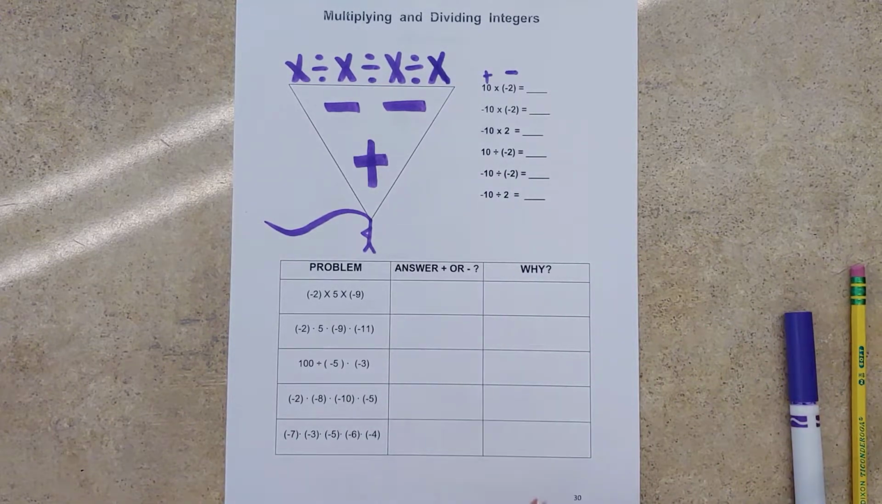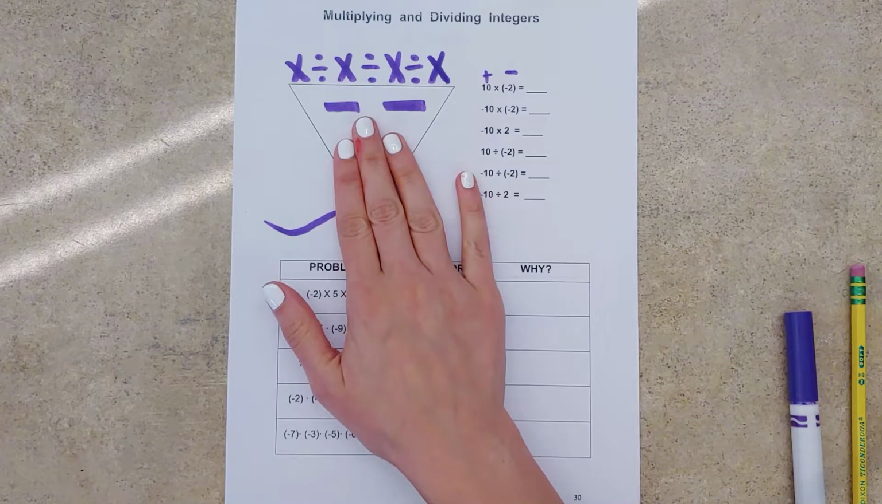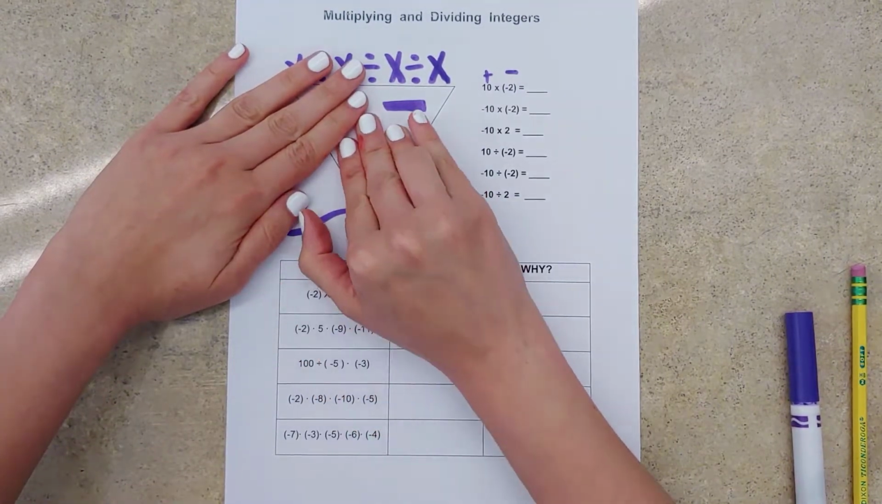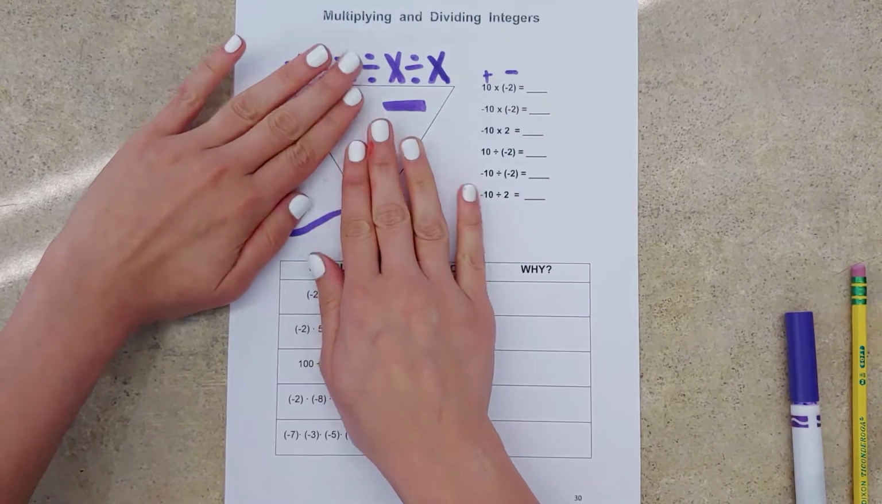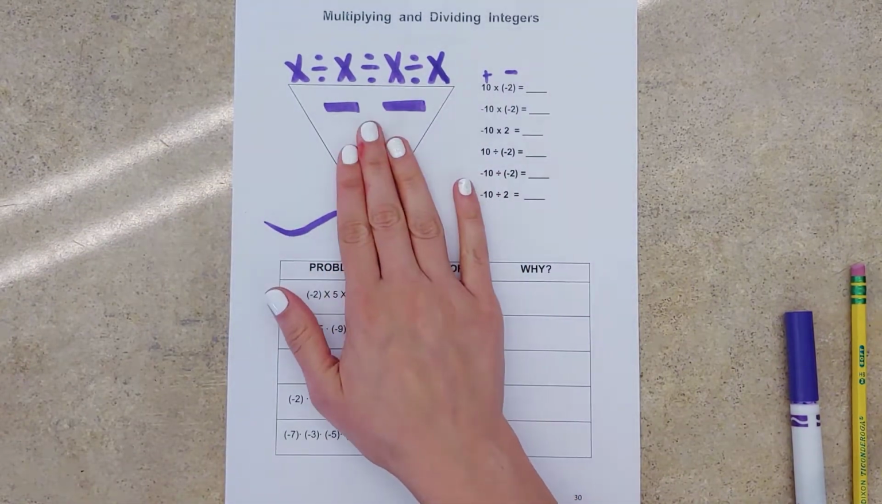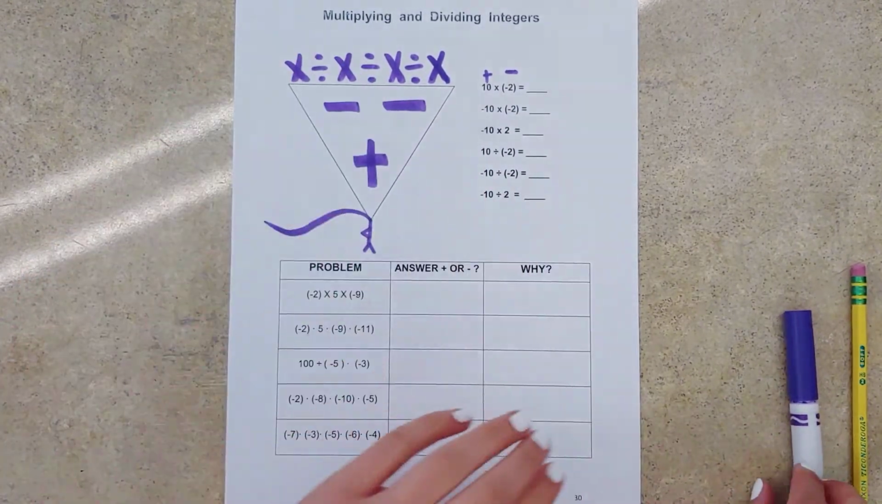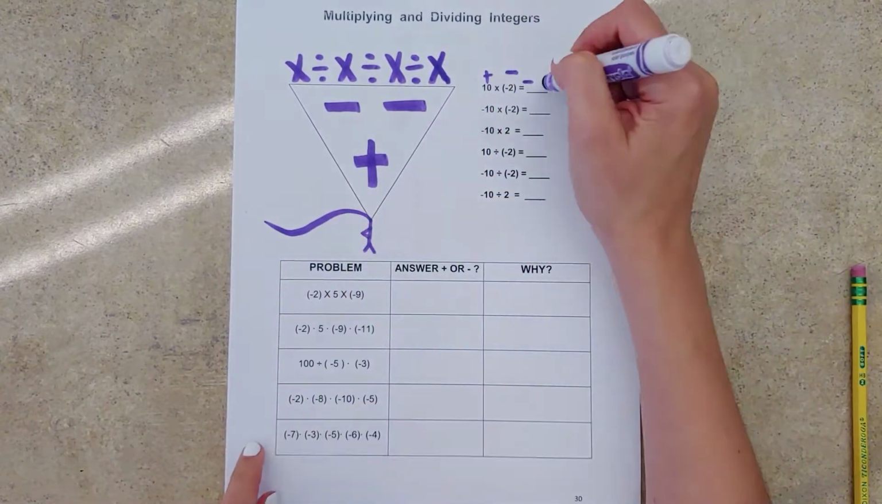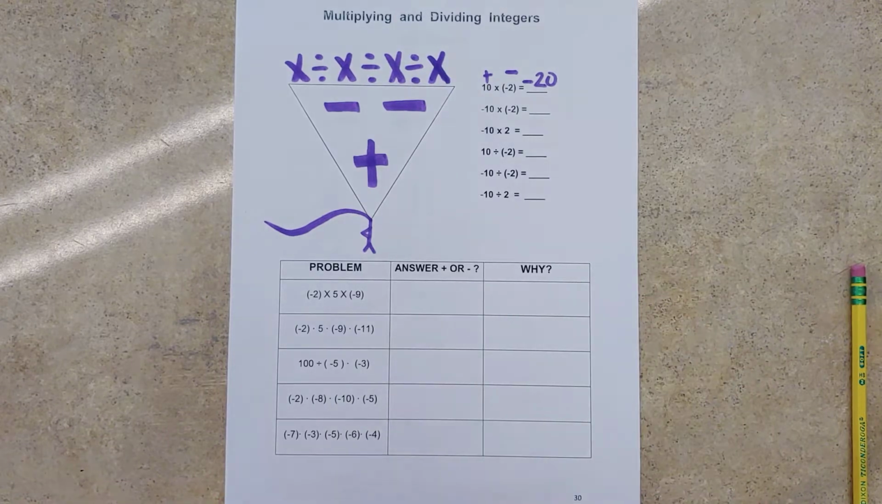I am multiplying a positive times a negative. All right, what are we left with? A negative. Right, I multiplied positive 10 times negative 2, which leaves us with a negative. And then 10 times 2 is 20.